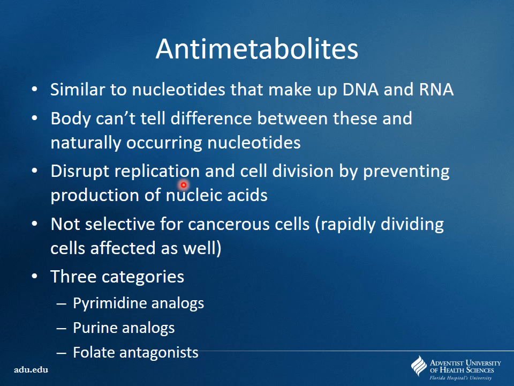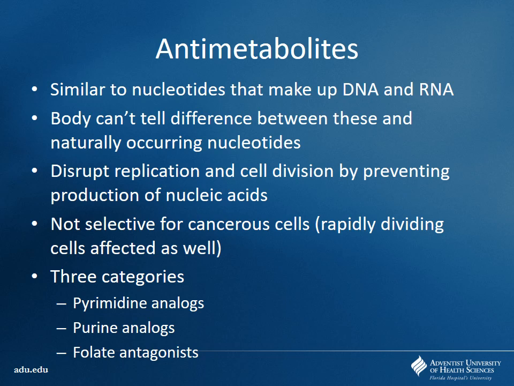So they will disrupt that replication and cell division. They are going to be non-specific and non-selective for cancer cells, so they'll be affecting rapidly dividing cells as well, which is going to be good for a lot of those leukemias and things like that. The three main categories we're going to talk about include the pyrimidine analogs, the purine analogs, and then folate antagonists.